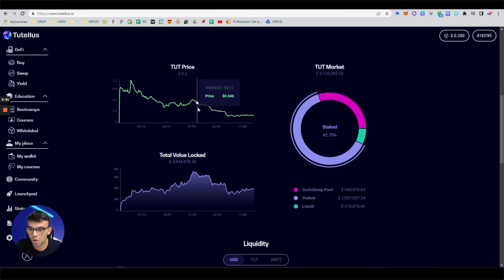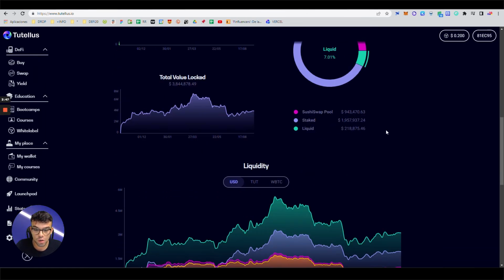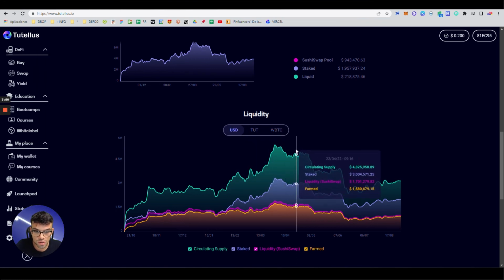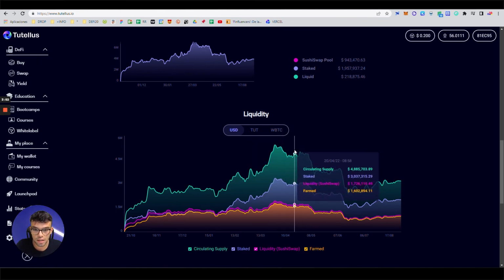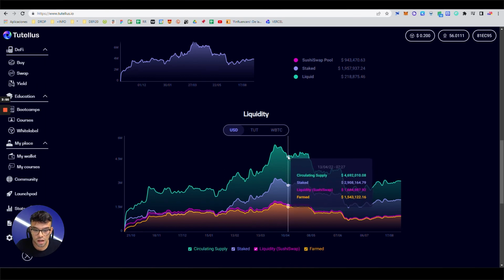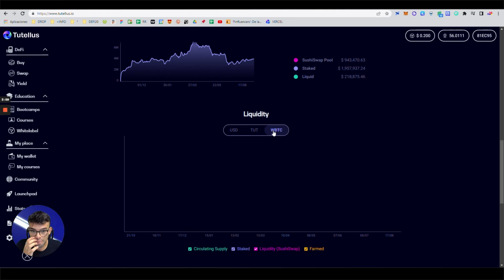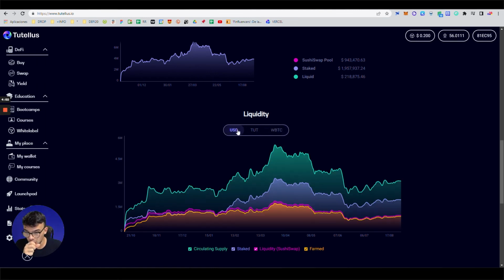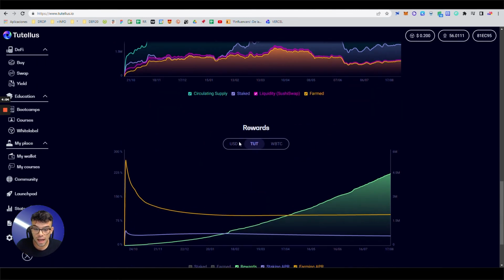We have some very cool graphs and a circle pie chart to understand how the TUT market is currently composed. It is mainly all staked. We also have some in the Sushi Pool in order to be able to do the swaps that we talked about with low slippage, and then we have about 7% liquid. The liquidity, we can measure it in different terms. We can measure the circulating supply liquidity, the staked liquidity, or even the farm liquidity, and we can measure that in TUT value, in wrapped BTC value, or in USD. Sorry for that. And also the rewards.